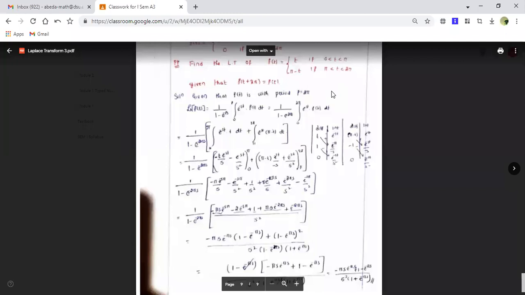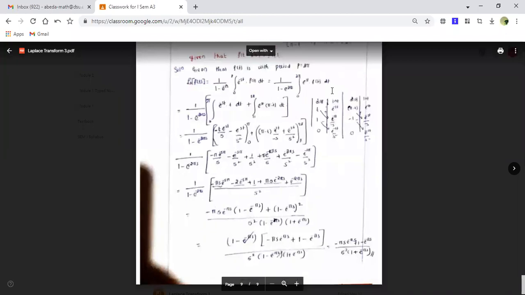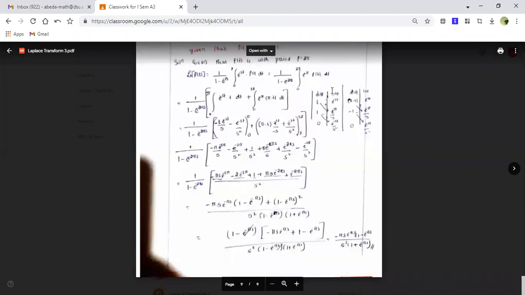Same thing. Here it is t within the interval 0 to pi, and it is pi minus t within the interval pi to 2 pi, with the period p equal to 2 pi. So apply the periodic function formula. Here you can see the integral with e to the power minus st and t, and the integral with e to the power minus st and pi minus t. So use our trick method. For the first integral, for differentiation you take t, and for integration you take e to the power minus st. Similarly, in the second integral, take e to the power minus st for integration and pi minus t for differentiation. Then again simple integration using this trick, then applying upper and lower limits and solving.